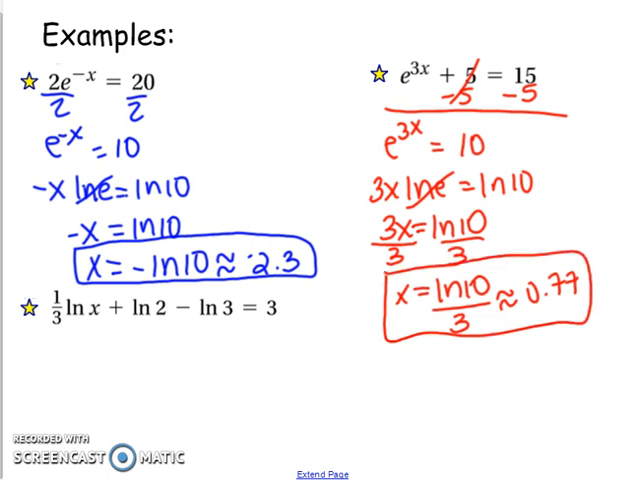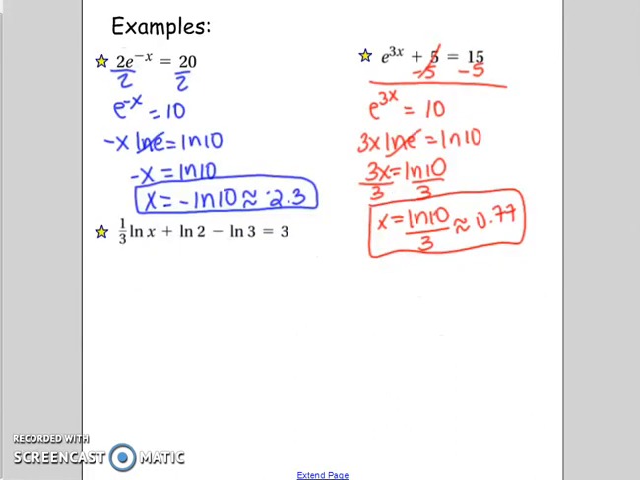Okay, in this last one, we have kind of like the opposite. So we're going to get the ln's to condense them into a single natural log. So first thing we're going to do is apply our exponents. So this is going to be ln of x to the 1/3 plus ln of 2 minus ln of 3 equals 3. Okay, I'm going to add the ln of x cubed and the ln of 2, so I'm really going to multiply them. And I'm going to change my rational exponent to be a radical.